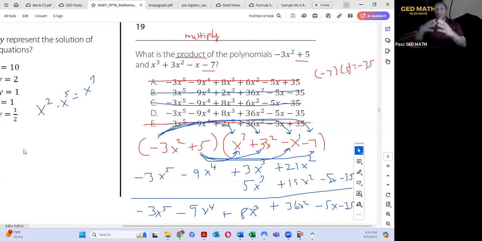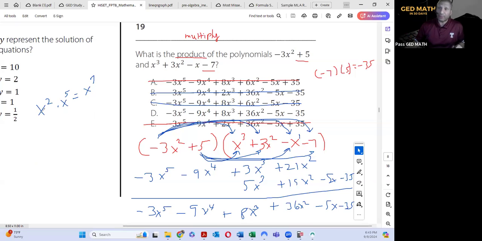Because that young lady said, I know how to multiply binomials, meaning she remembered how to do it. She didn't understand the steps, that I'm multiplying by each term in the second parentheses. Because if she would have known that, she would have got this problem right.